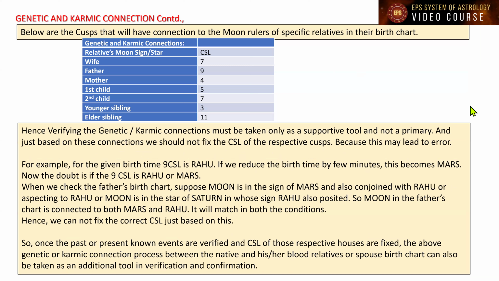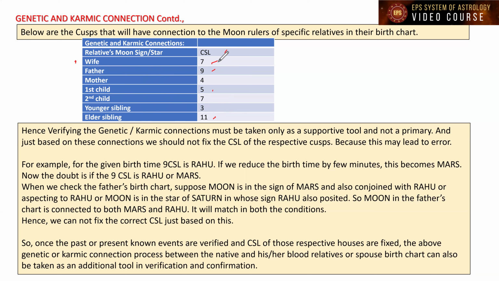Now, let us check some examples. Below are the cusps that will have a connection to the moon rulers of the specific relatives in their birth charts. What are the relatives, moon sign and star, cuspal sublord? For wife, 7th house. Father, 9th house, that is the 9th cuspal sublord. Mother is the 4th cuspal sublord. First child is the 5th sublord. Second child is the 7th sublord. Younger siblings, 3rd sublord. And elder siblings, 11th sublord.